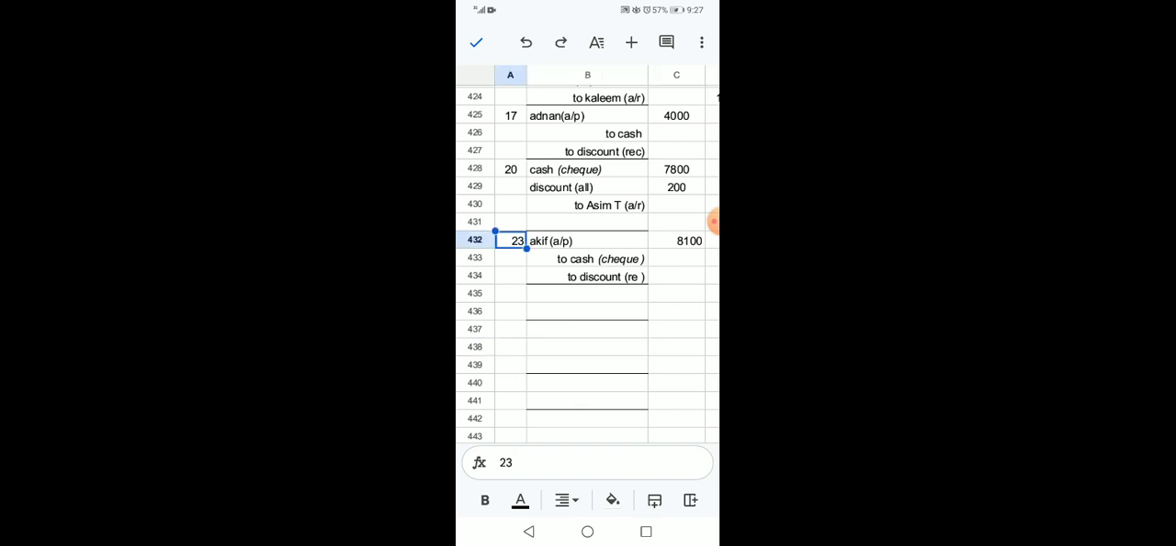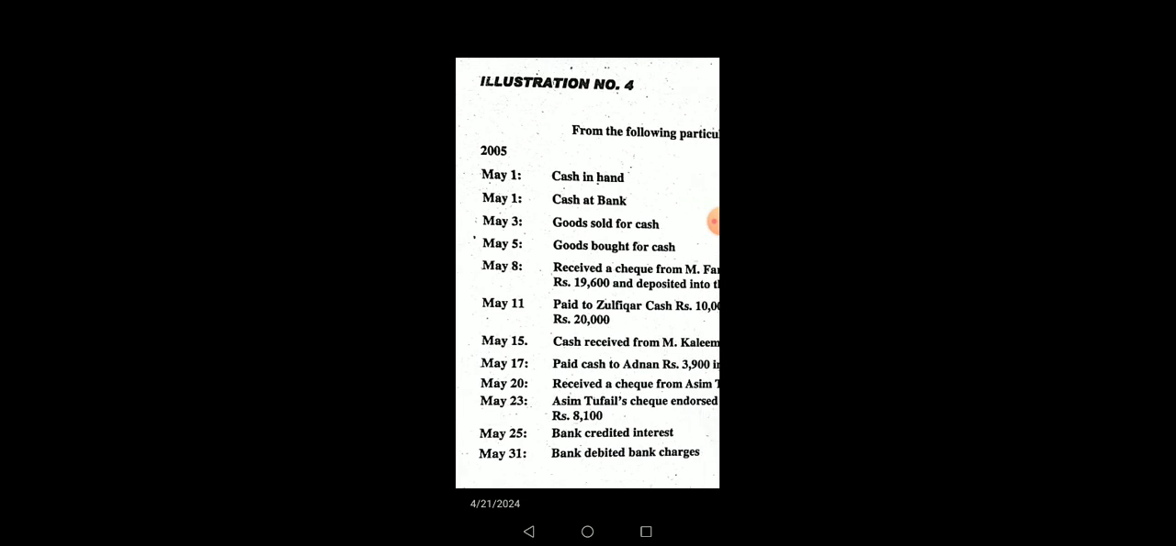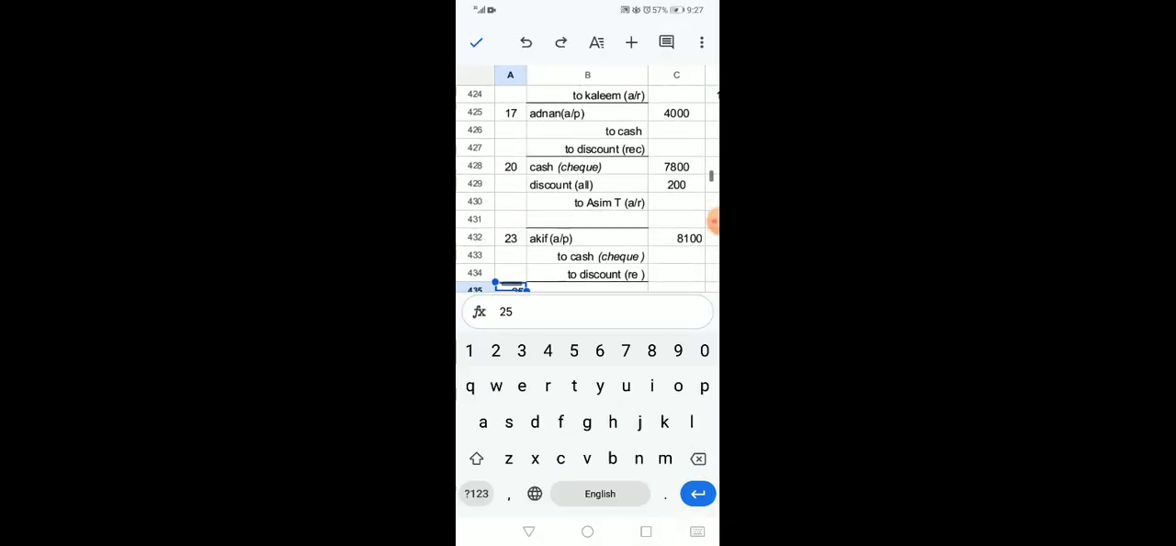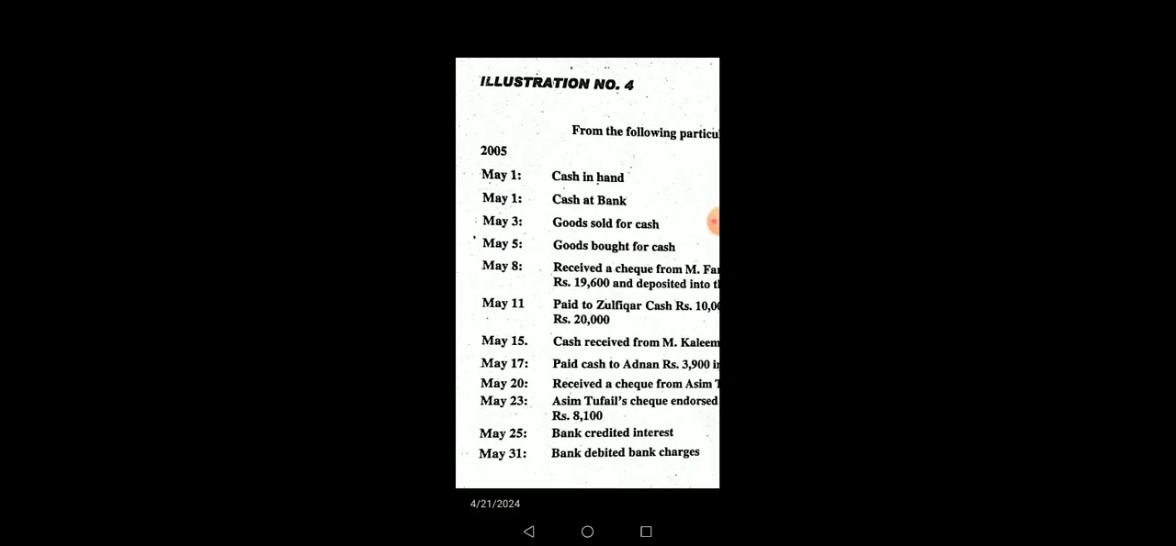And now let's see what the next entry is saying to us after 23. This is entry number 25. We will mention the date first, as it is a necessary part of the question to mention the date on the first step. 25 says bank credited interest. It's a very beautiful entry.